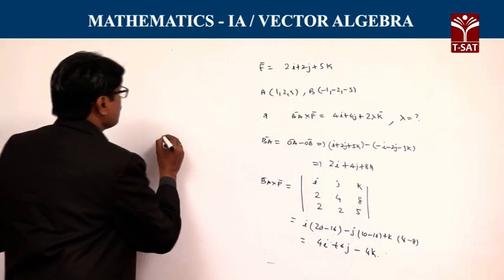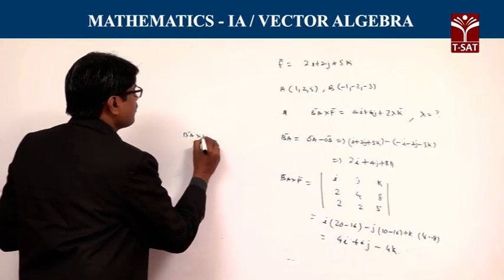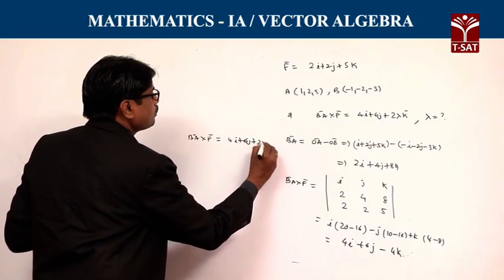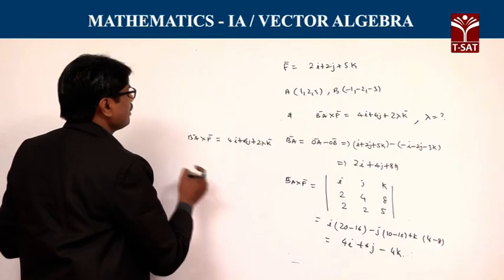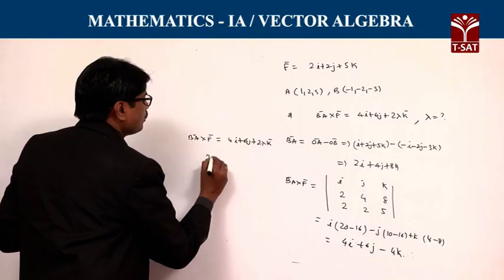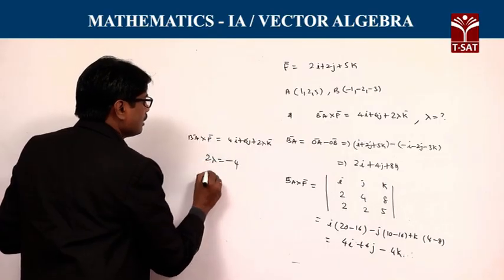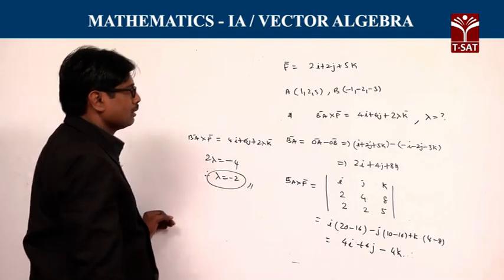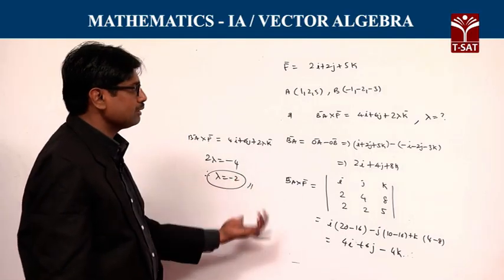And given that BA bar cross F bar is equal to 4i bar plus 6j bar plus 2 lambda k bar, equating both of them, then 2 lambda is equal to minus 4, therefore lambda is equal to minus 2. That is the comparison between the two vectors.